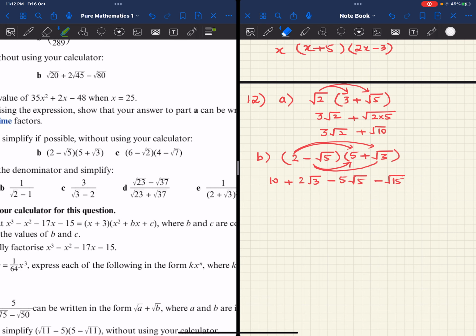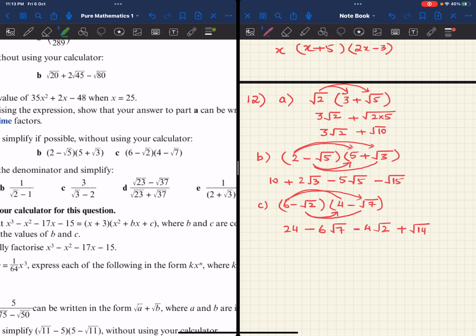Moving on to part C, we have 6 minus root 2 into 4 minus root 7. So 6 4s are 24, and 6 into negative root 7 gives negative 6 lots of root 7. 4 into negative root 2 gives us minus 4 lots of root 2, and negative root 2 into negative root 7 gives us positive root 14.